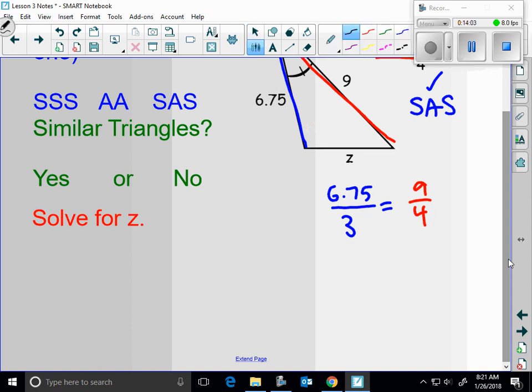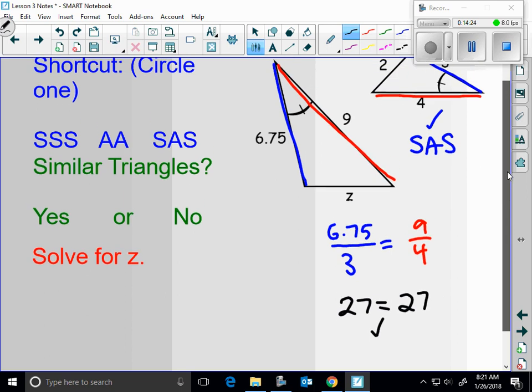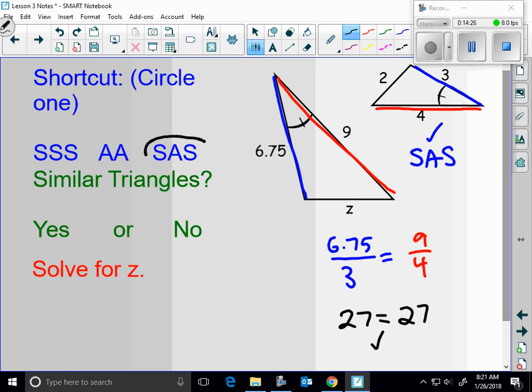I'm going to cross multiply and see if the numbers are the same. 9 times 3 is 27. What's 6.75 times 4? It's 27. It checks. It works. If that were to come out to be something that is not true, then we could not say that side angle side similarity works. So side angle side, yes.